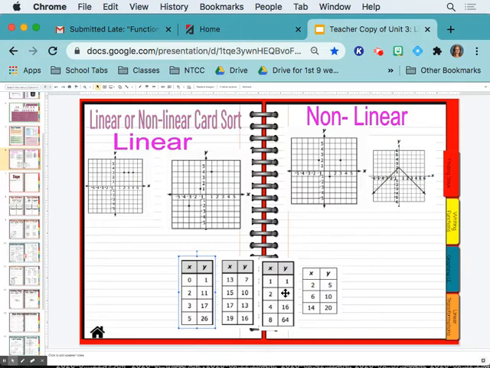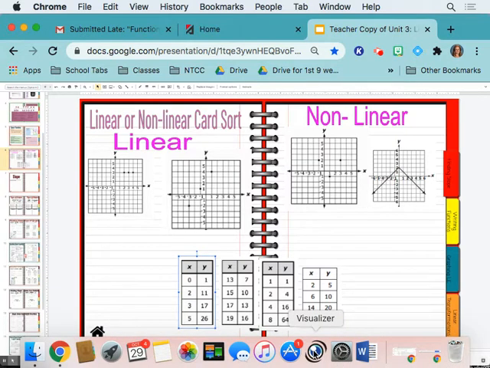You have to find if it goes up by a certain amount, if it constantly goes up by a certain amount, if it has a constant rate of change. So why don't we use our journal to figure that out? Let's write some stuff down.